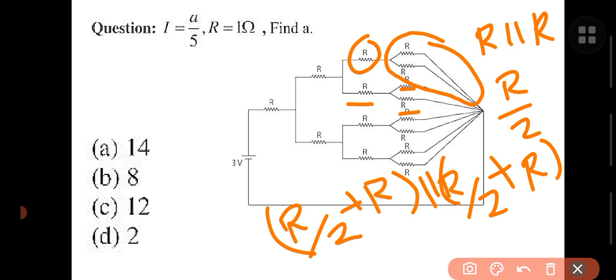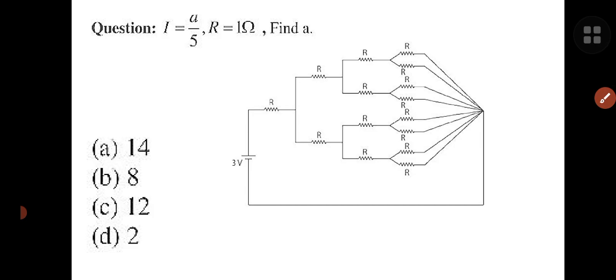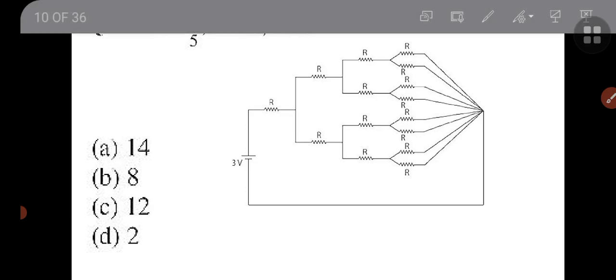Okay, let's go for the solution. It's very easy. Don't panic. Once you receive such a kind of question, don't panic. Try to simplify the circuit from your right hand side to left hand side, so that you are able to find the value of A.